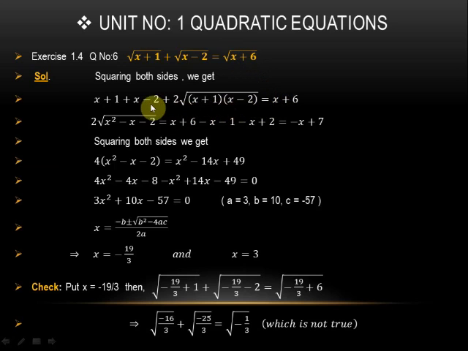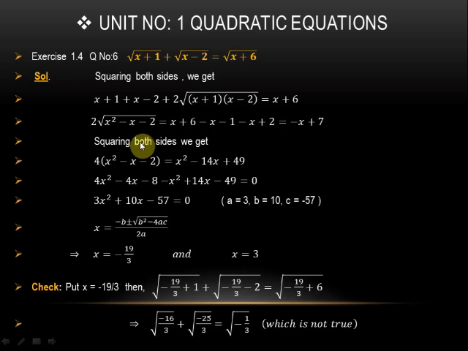Now we switch the values x plus 1 and x minus 2 from left side to right side. We will get 2 under root x square minus x minus 2 is equals to x plus 6 minus x minus 1 minus x plus 2. On simplification, x cancels with minus x and we will get minus x, 6 minus 1 plus 2, plus 7.